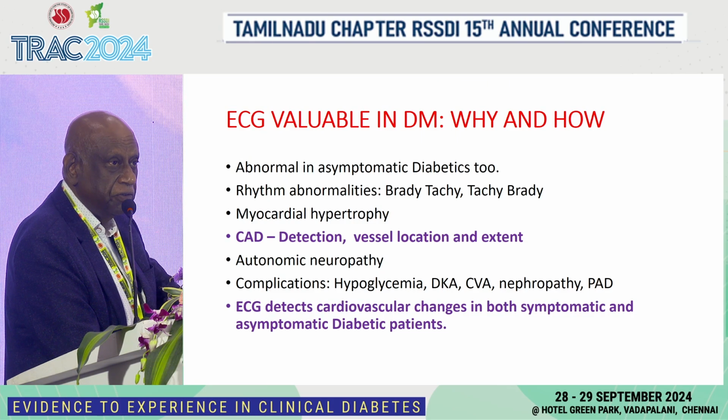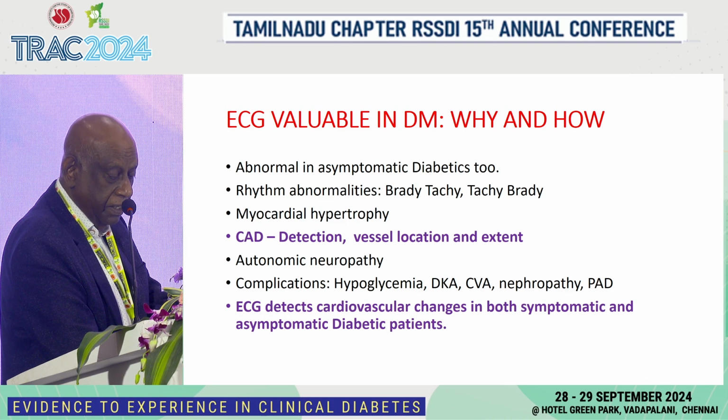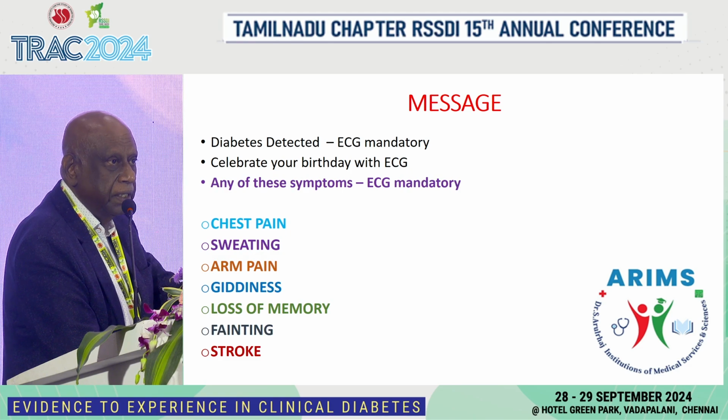Now I will just come to the final slides. Why is ECG valuable in diabetic people? Abnormal ECGs are found in asymptomatic diabetics also. The rhythm abnormalities are very common, can be brady, tachy-brady, myocardial hypertrophy, coronary artery disease detection, as I told you, the vessel location and extent of the lesion, multiple. And autonomic neuropathy changes due to the complications of diabetes, and ECG detects cardiovascular disease in both asymptomatic and symptomatic diabetics.